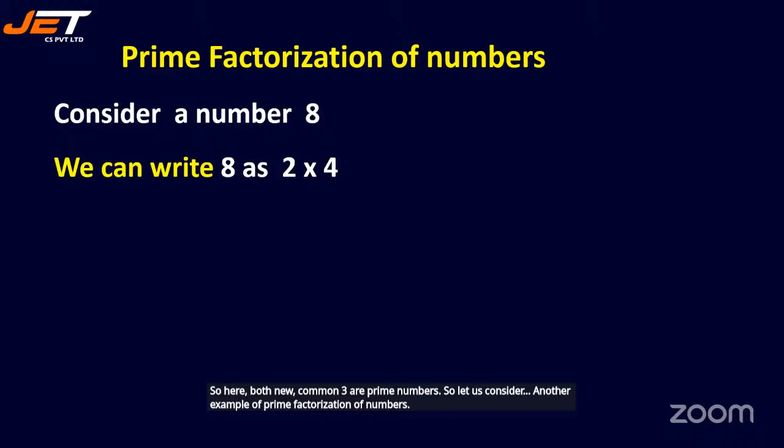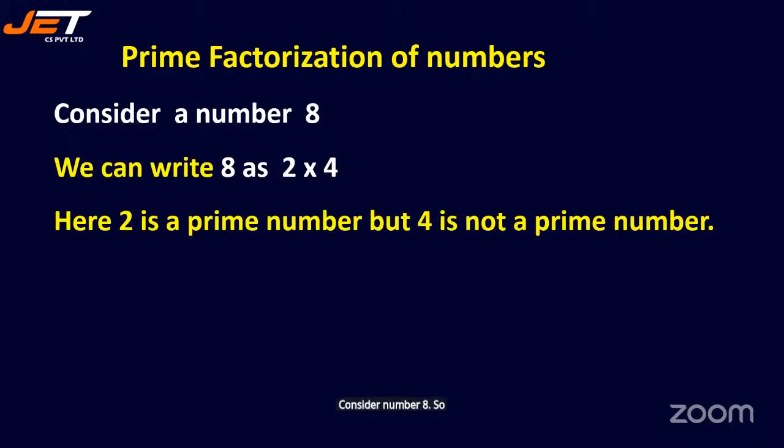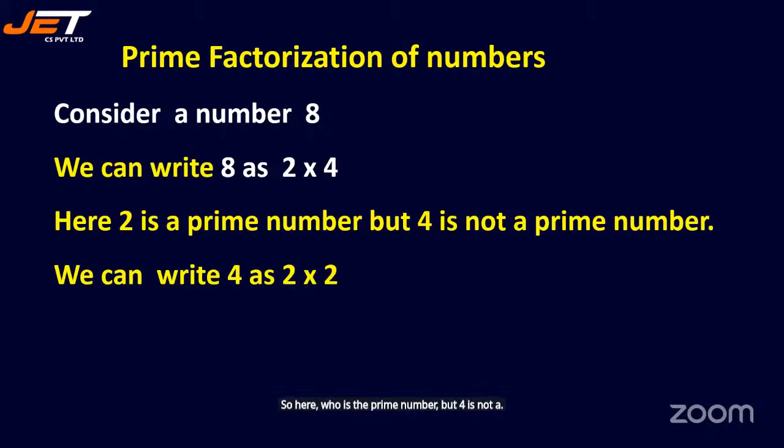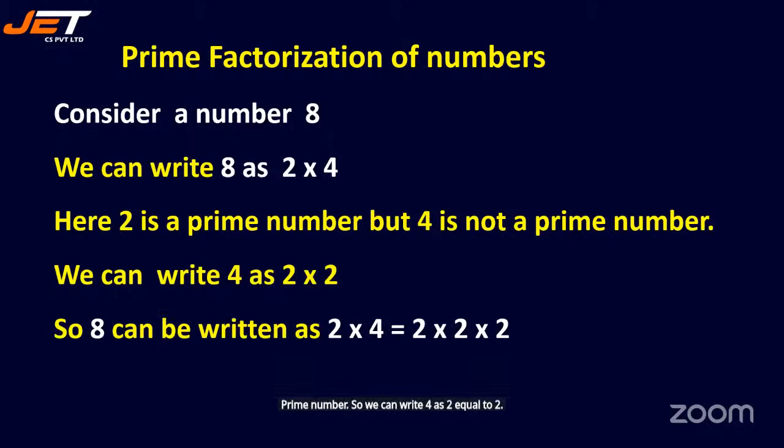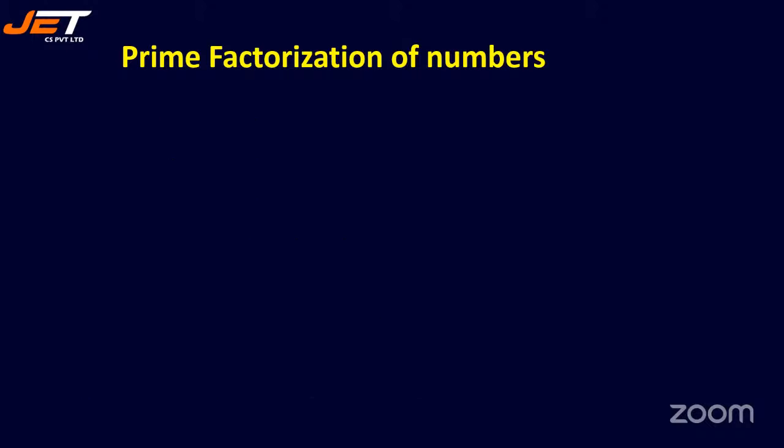Consider a number 8. We can write 8 as 2 into 4. Here 2 is a prime number, but 4 is not a prime number. So we can write 4 as 2 into 2. So 8 can be written as 2 into 4, which is 2 into 2 into 2. Now let us consider another example.